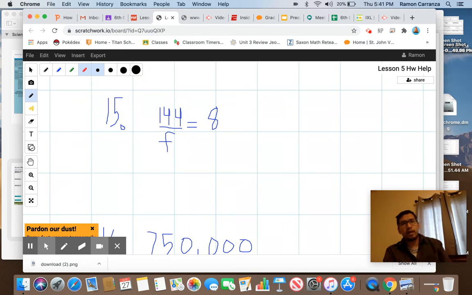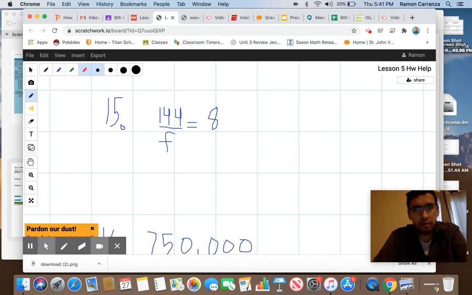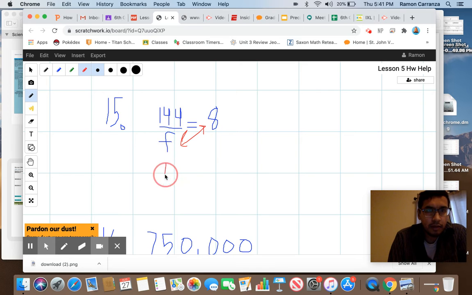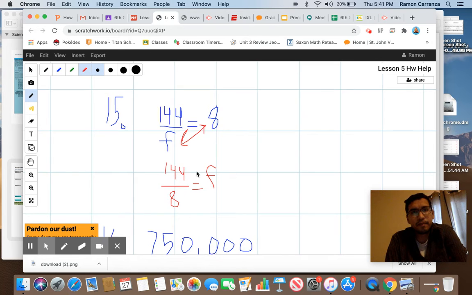For 15, we have 144 divided by F equals 8. Normally we would use our inverse operation to solve for the variable, which is multiplication. However, the variable here is in the denominator. Being that that's the case, we solve this the same way we did with subtraction when the subtrahend is the variable, which means we are just going to do a little switcheroo. So 144 divided by 8 is equivalent to F. And now to find the value for F, you're just going to divide 144 by 8.